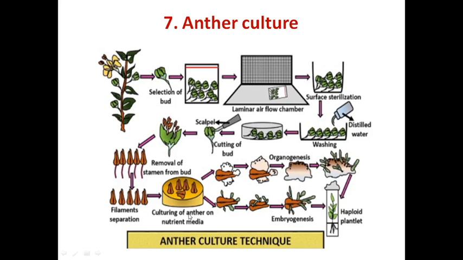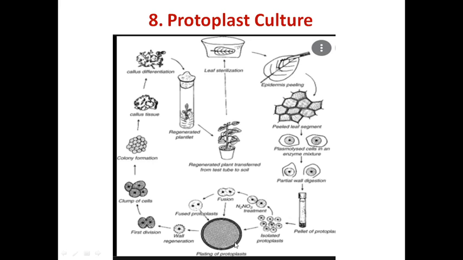a nutrient medium. See, students, there are two routes: one is organogenesis and the other is embryogenesis. From that anther, callus develops, and that callus is placed on the appropriate auxin and cytokinin medium for shooting and rooting development, and finally haploid plantlet production. In embryogenesis, somatic embryos are produced from that anther, and then haploid plants are produced. So students, next I am focusing on protoplast culture.